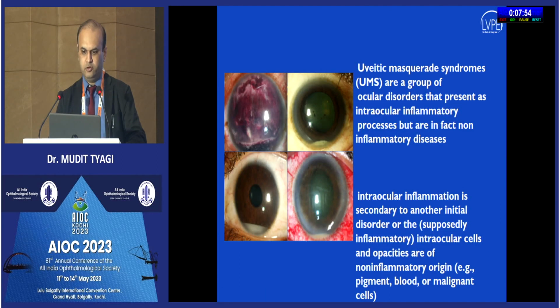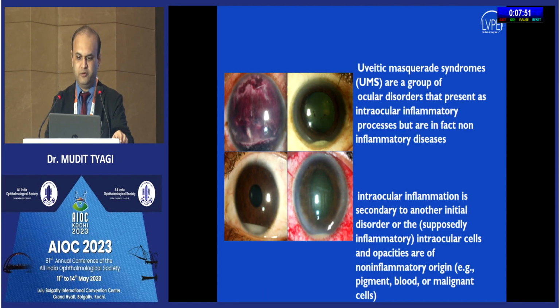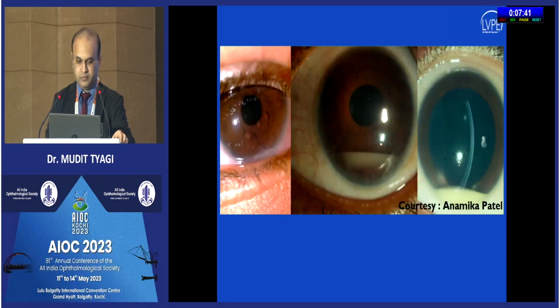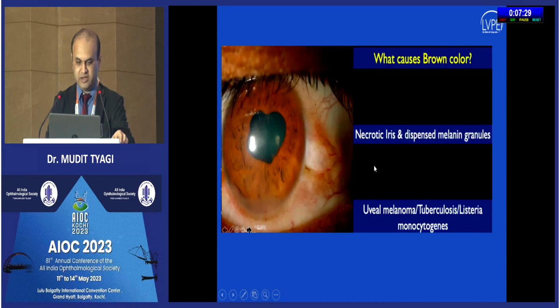Yep. So masquerade syndromes are essentially a group of disorders that can present with inflammation, but are in fact non-inflammatory to start with. So you will have inflammation, but it is secondary to another initial disorder. Now this is a patient who presented with a hypopyon. This image is courtesy of one of my colleagues, Dr. Anamika Patel. And this was a patient who presented with this pigmented hypopyon. If you can see some inferior pigments over here, this thick hypopyon in a kid.